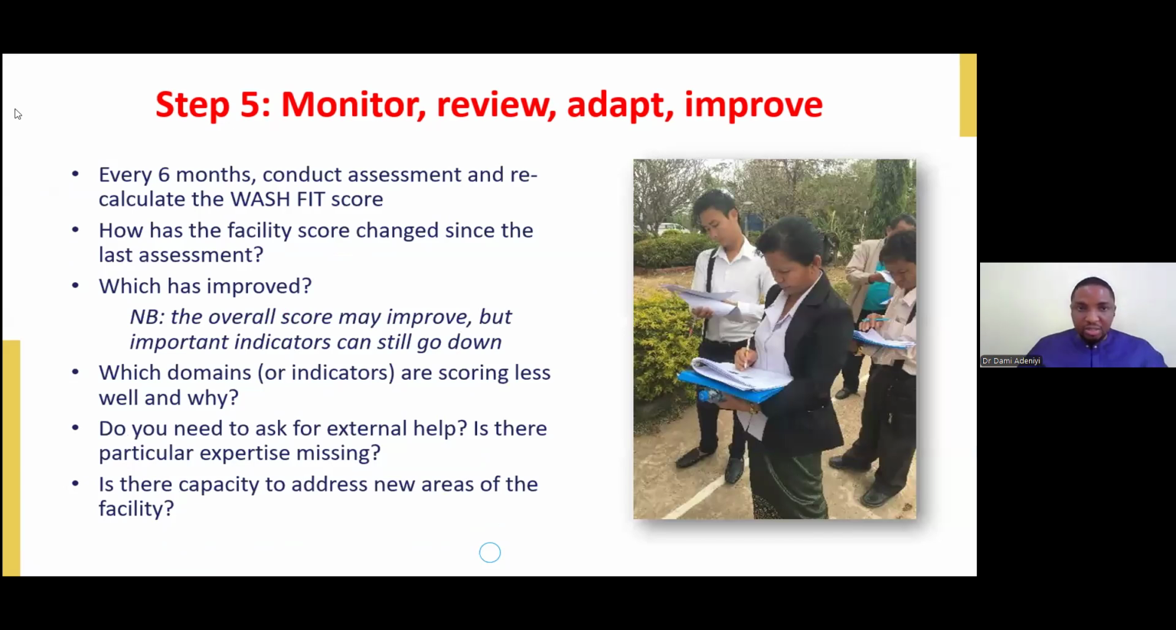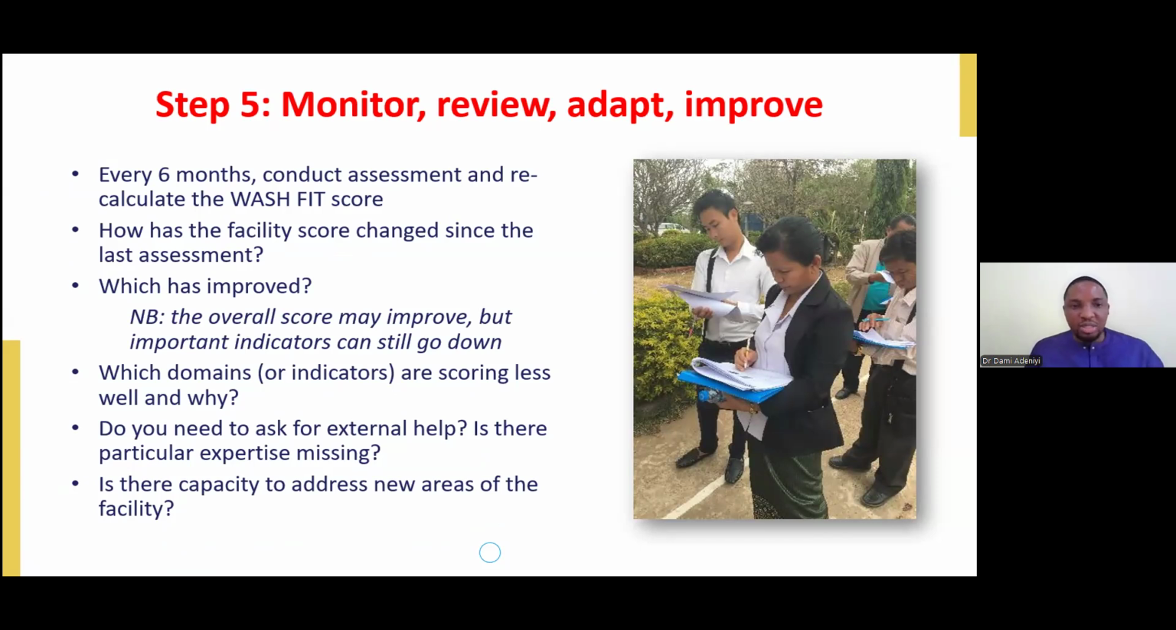Every 6 months, it's recommended that you conduct assessments, and then you recalculate the worksheet score. Remember, I mentioned 6 months to a year. That gives you a sense of how much progress you're making and how the facility score has changed since the last assessment. It gives you an idea of how much improvement has been made.